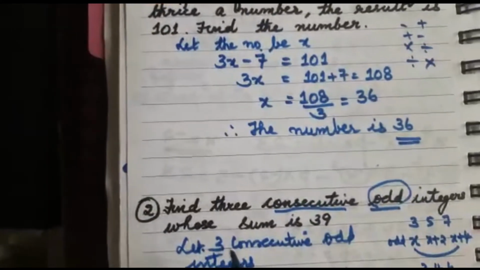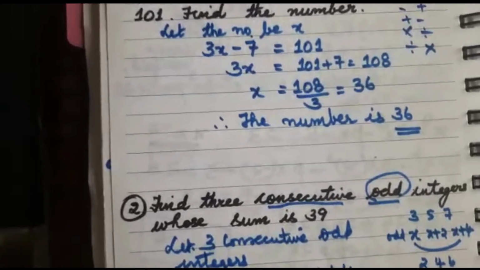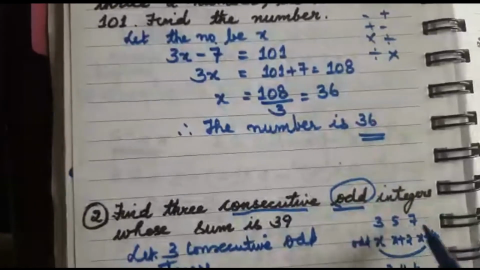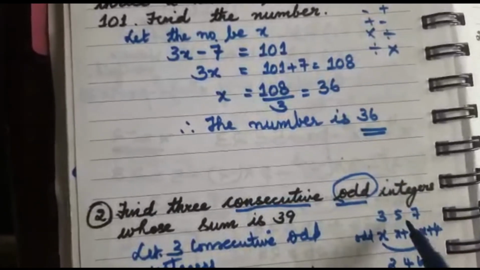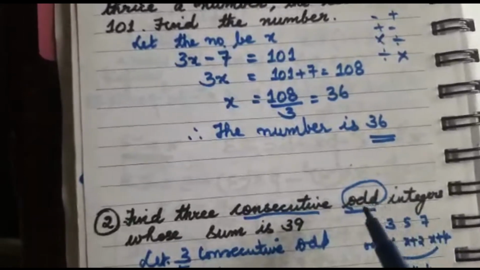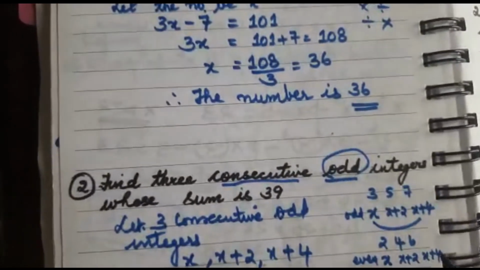Now next is find 3 consecutive odd integers whose sum is 39. Here odd integers means 3, 5, 7. If I take 3 as x, then the second one will be x plus 2, then x plus 4. Even if it is odd or even, suppose 2, 4, 6 are even numbers.